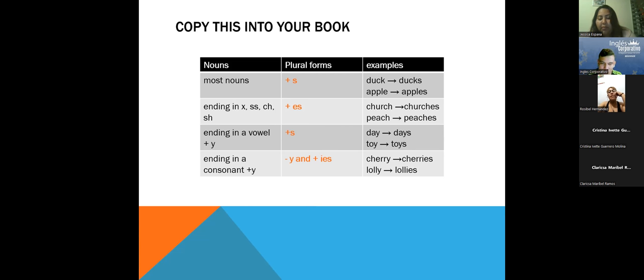Is it clear this part? This is similar to the third person singular in the simple present tense. Is it clear? Yes, it is. Okay, Karen.